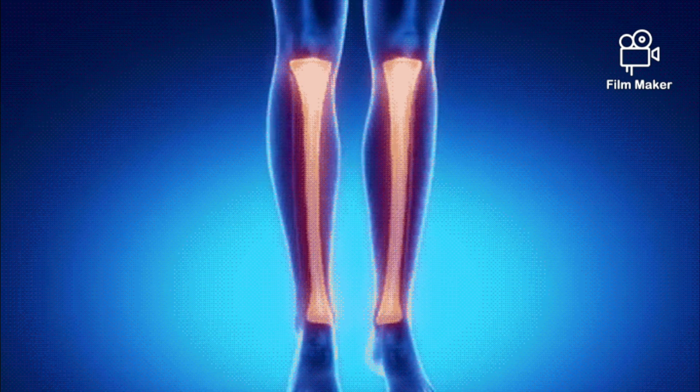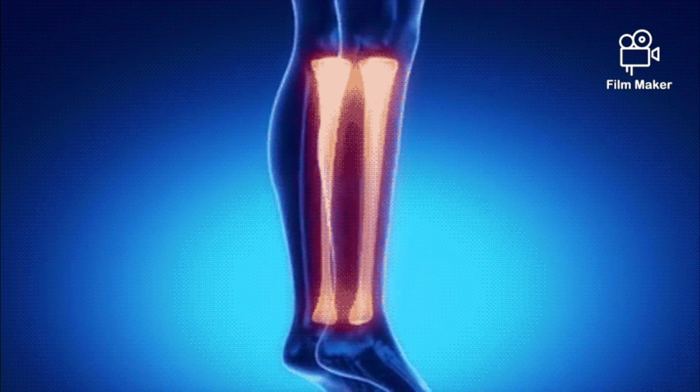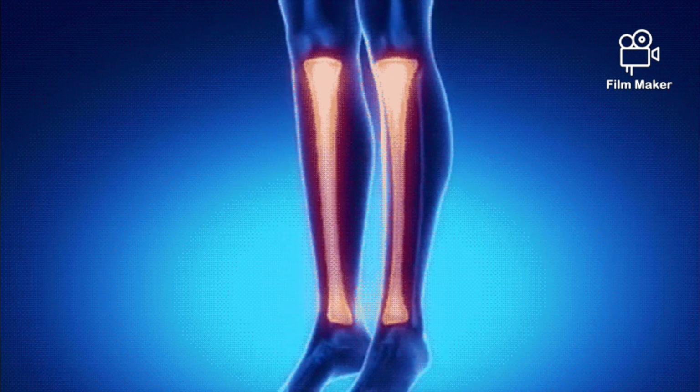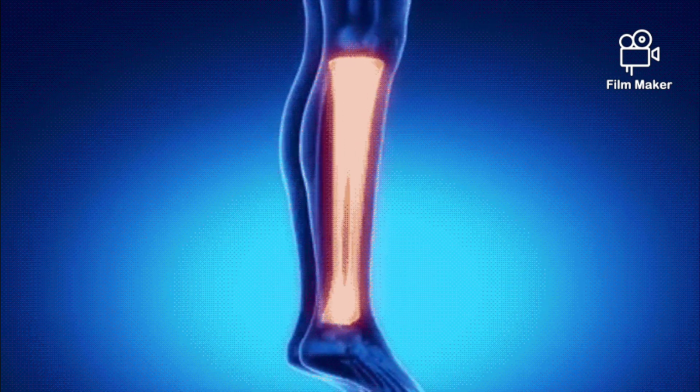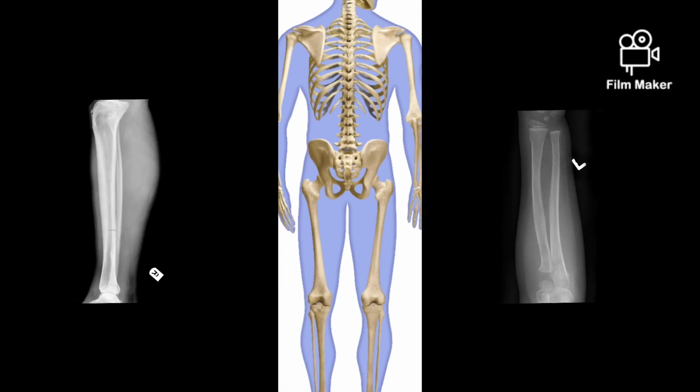In this video, I'm going to explain how to read a fractured leg X-ray report. To understand this, we should know the basic names of the leg bones. Basically, there are three bones in the leg.